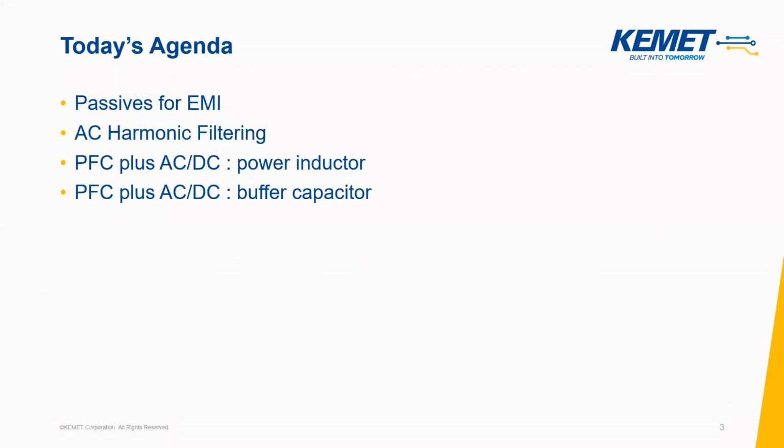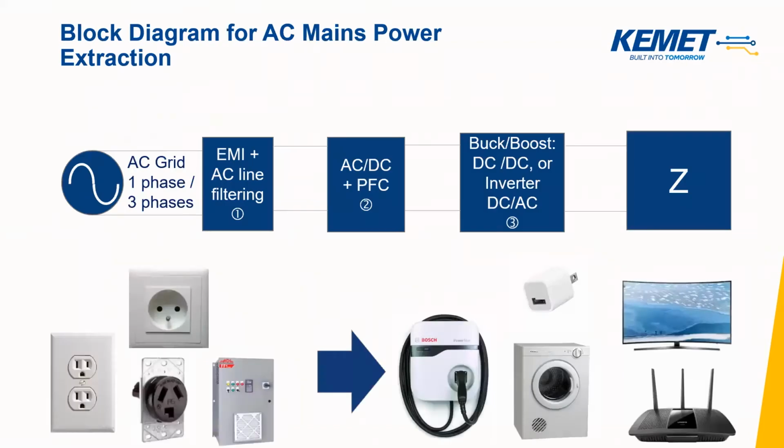Now let's move on to the agenda at hand. These are the topics to be covered today. The agenda follows the regular sequence of electronic modules as and when an electric signal enters a device. We start first with passives for EMI filtering, followed by AC harmonic filtering. And once we are sure that our signal is noise-free, then we have a look at passives for power factor correction plus AC-DC conversion, so that a smooth DC signal is made available to the end load or the actual device. So let's have a look at the basic block diagram for AC mains power extraction.